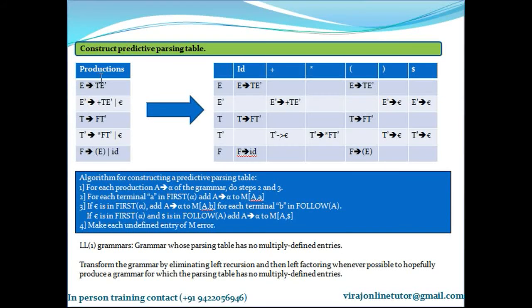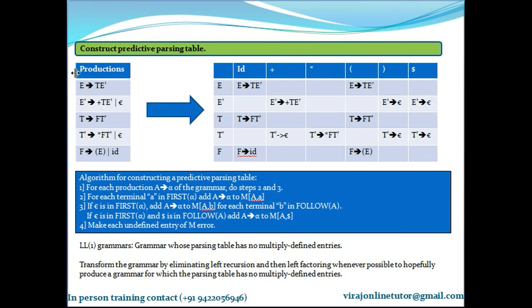So my rule is: compute FIRST of the right hand side and place the production at all the terminals in FIRST of the right hand side. If FIRST of the right hand side contains epsilon in it, also place this production at FOLLOW of the left hand side.